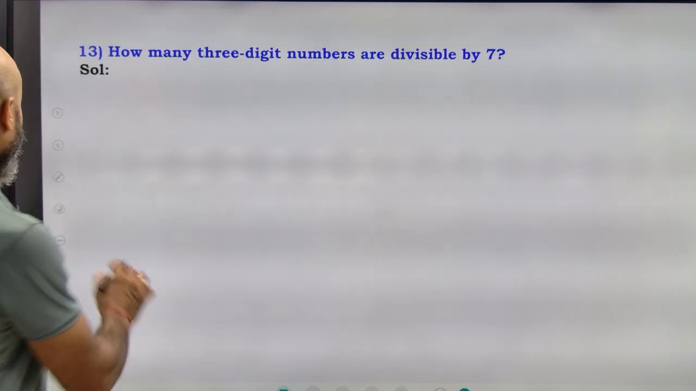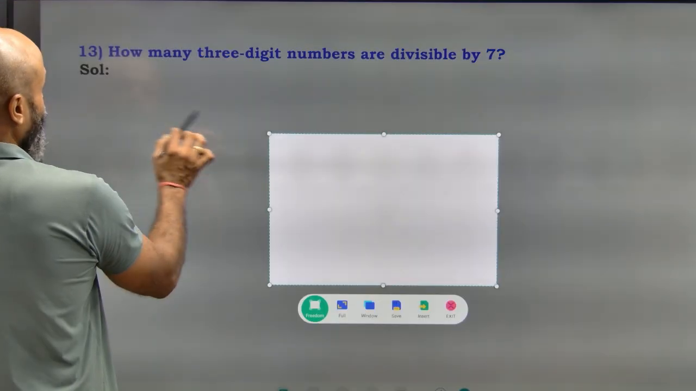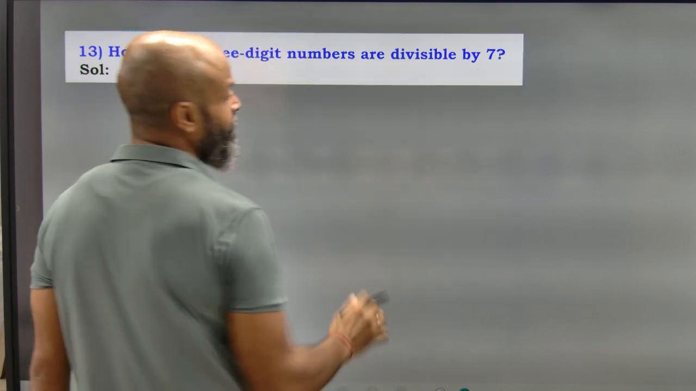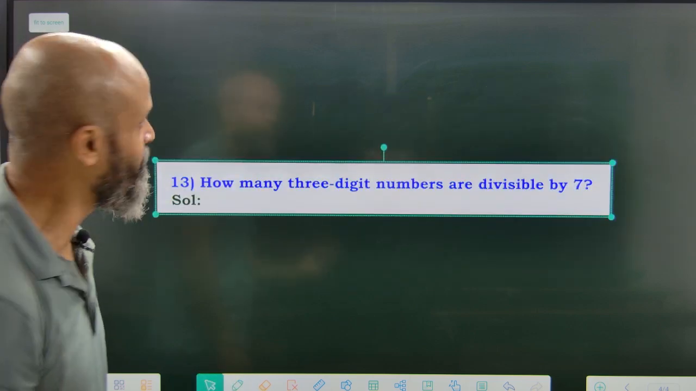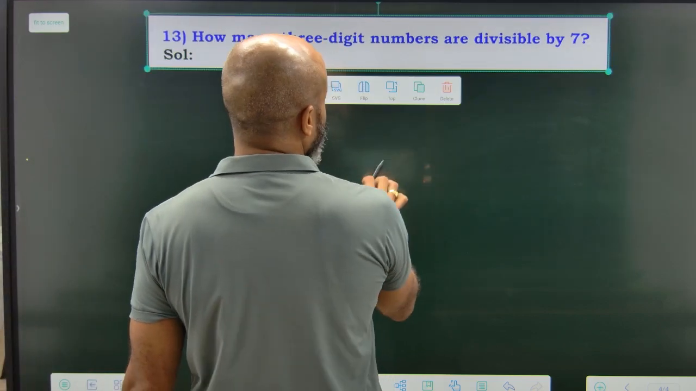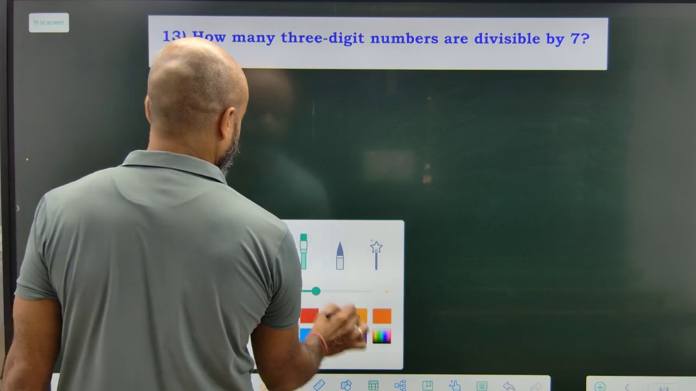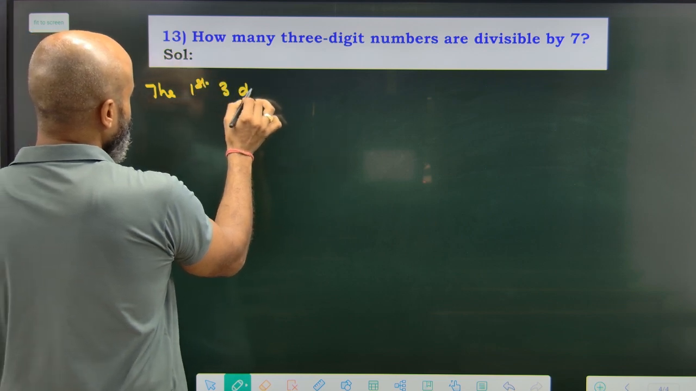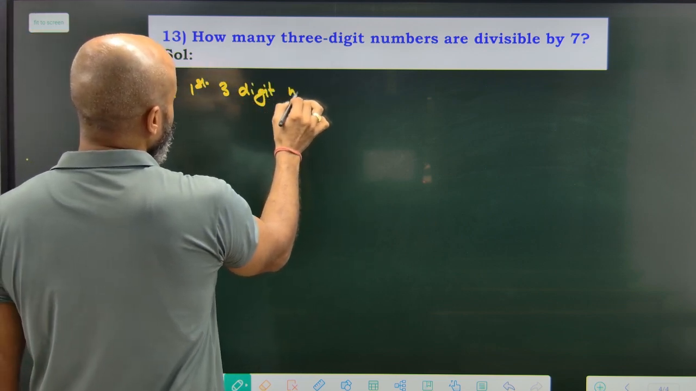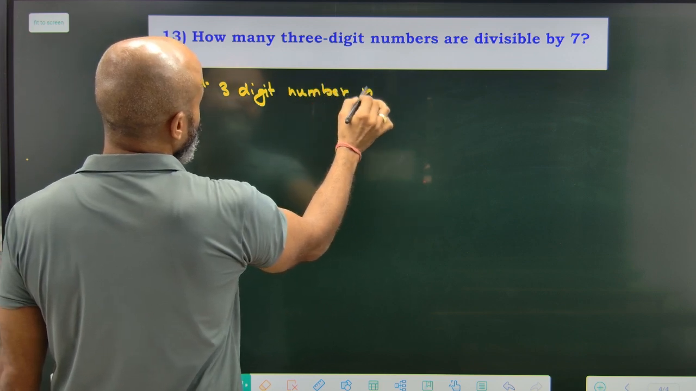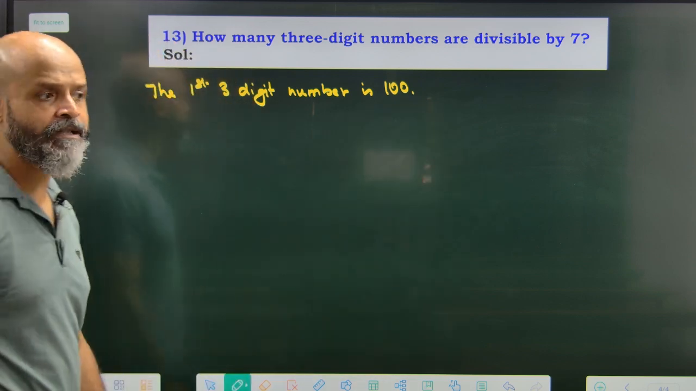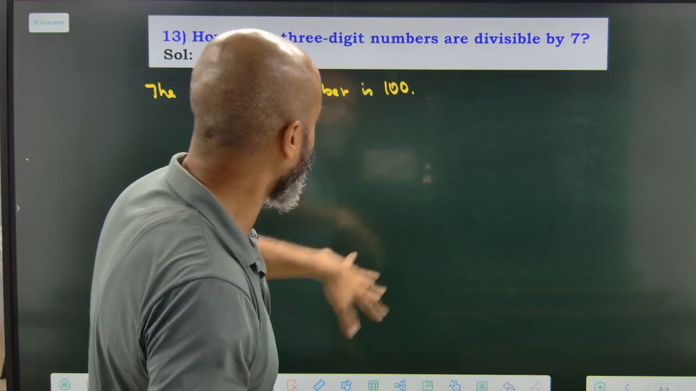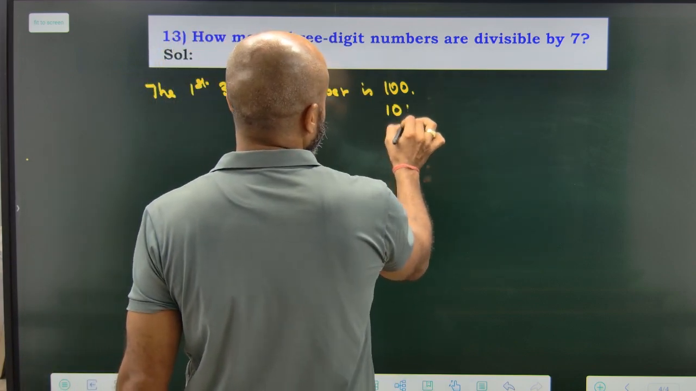How many 3-digit numbers are divisible by 7? Let's quickly look at this. We will have to first find out the first 3-digit number that is divisible by 7. The first 3-digit number is 100. So what is the first number that is divisible after 100? So 101, let's check for this. Is it divisible by 7?